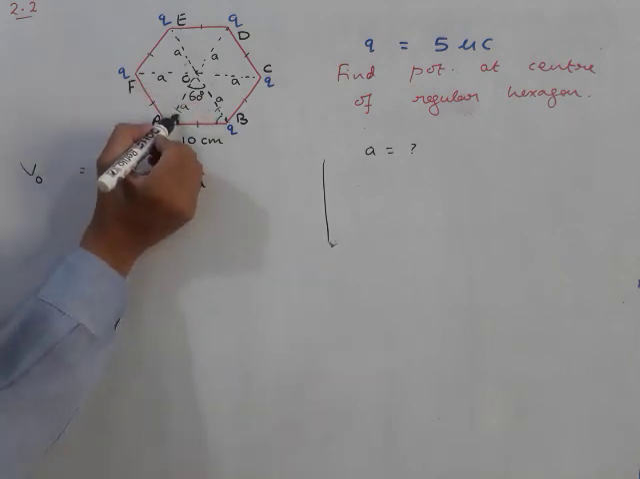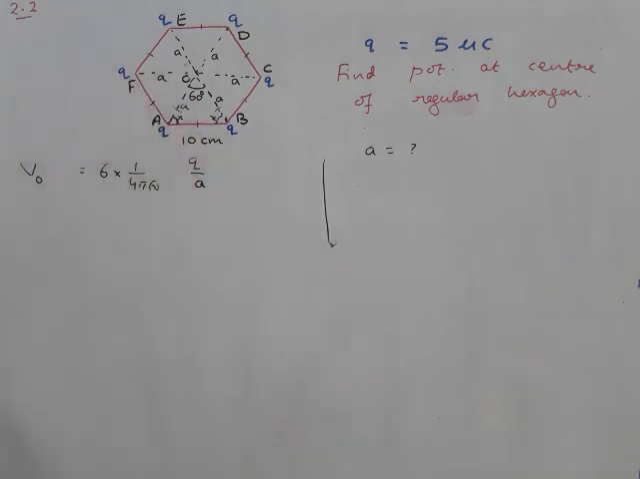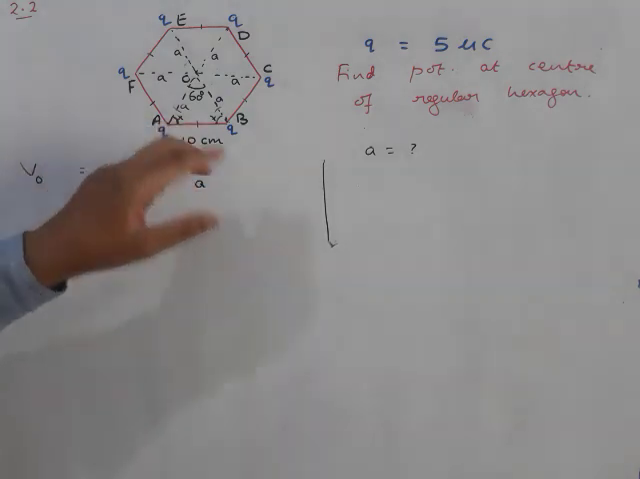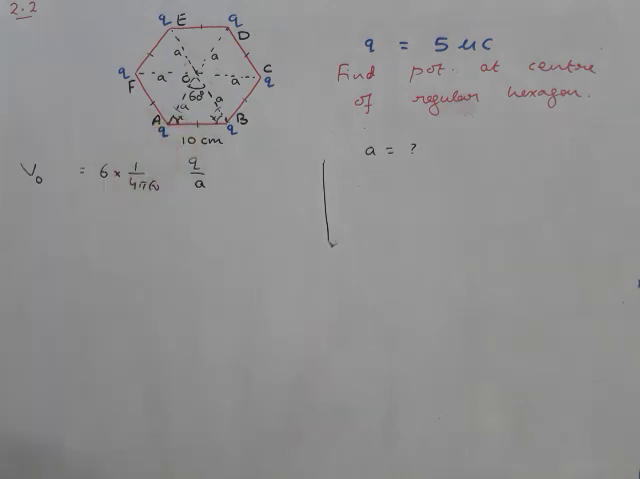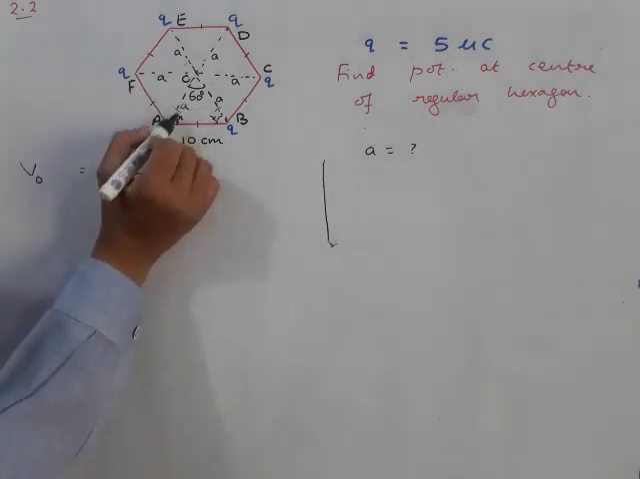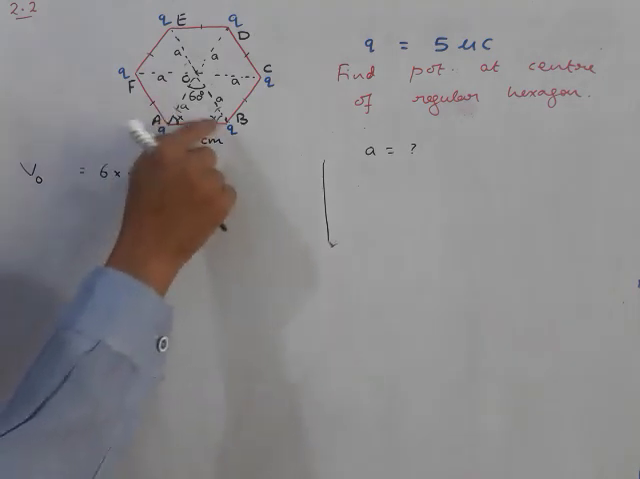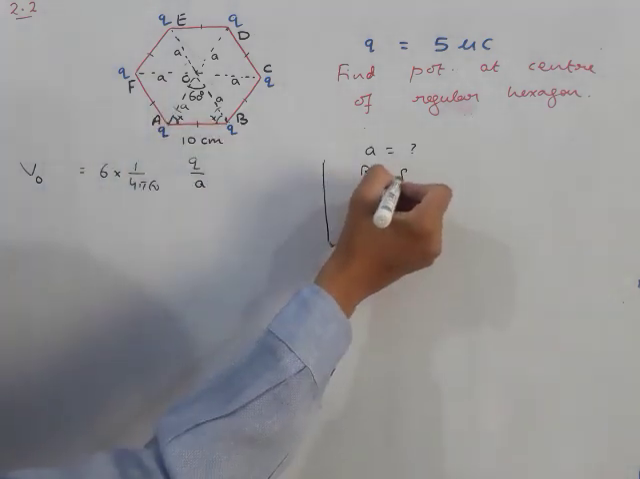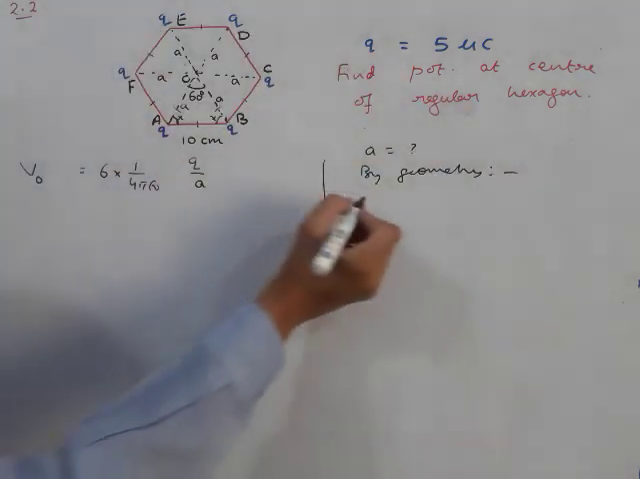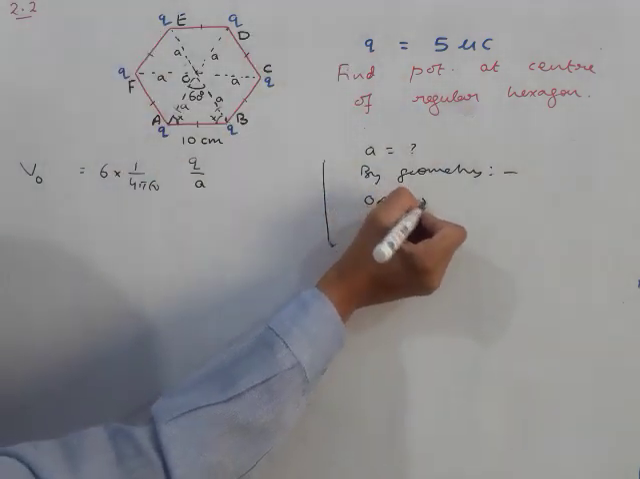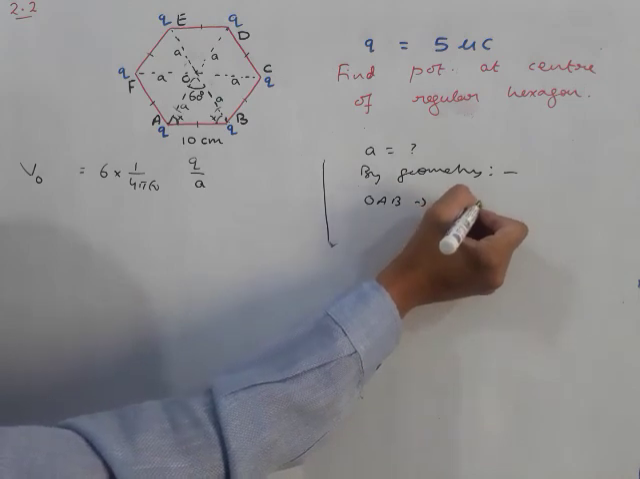60 plus x will be how much? 180 degree. 60 plus 2x becomes 180. So 2x becomes 180 minus 60, that is 120 degree. So these x will also become 60 degree. So all these three angles are 60 degree. Therefore we can write by geometry, OAB is an equilateral triangle.